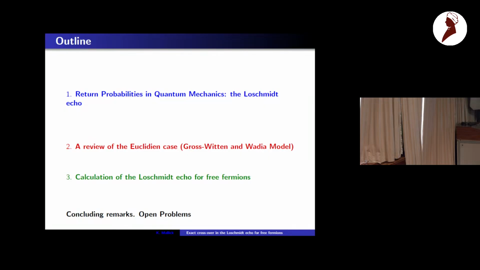I want to tell you about the Loschmidt echo, which measures return probability, overlap probabilities in quantum mechanics. They play a bit the role of large deviations. That was one of our interests. This problem is related to a very well-known problem developed in the late 70s, early 80s by Gross, Witten and Wadia. Then, by reviewing this case, I will go to the initial problem and try to explain, in an impressionistic way, how we computed this echo for free fermions.